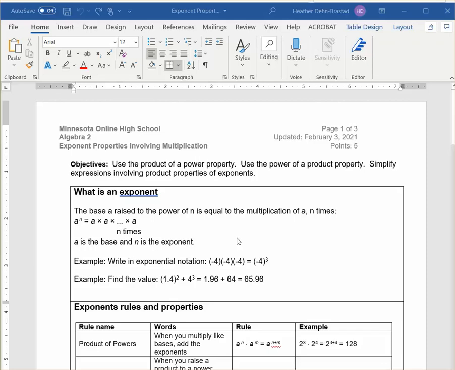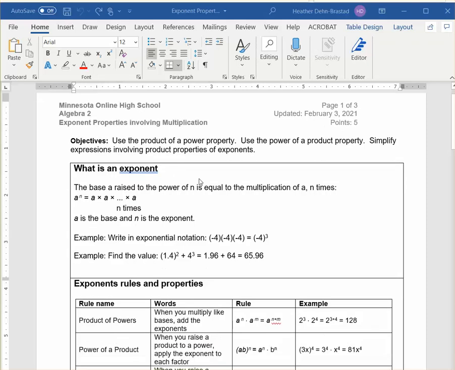Some exponent properties. We did this a little bit at the beginning of the year, and you've done it in previous classes as well, so it should be a review for you. Our objectives are to use the product of a power property, use the power of a product property, they're just a little different, and then simplify expressions involving these properties.